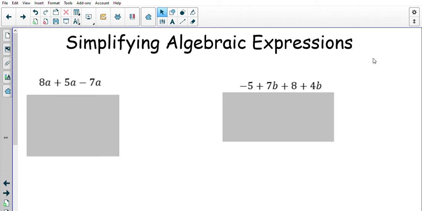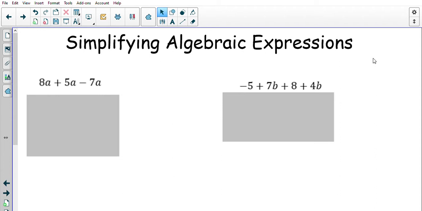This video is going to focus on simplifying algebraic expressions similar to what you're going to see on your unit test and your mid-unit quiz. I did promise during our live Zoom that I would create a pretty short video with some practice problems on simplifying algebraic expressions. So this is it.